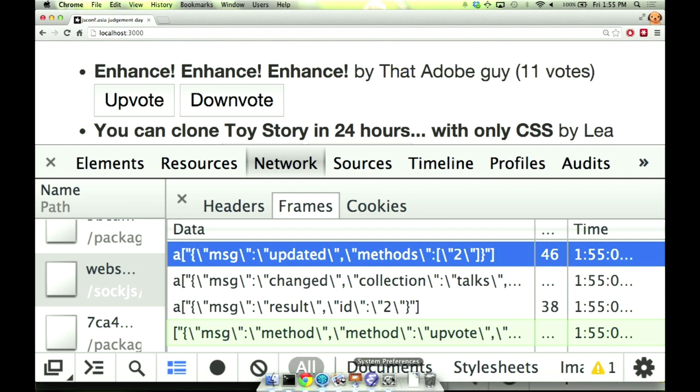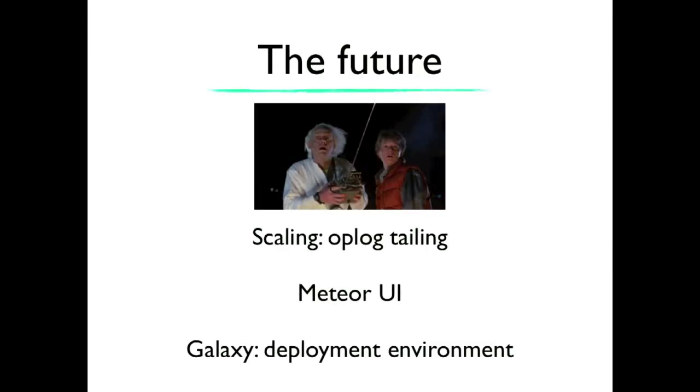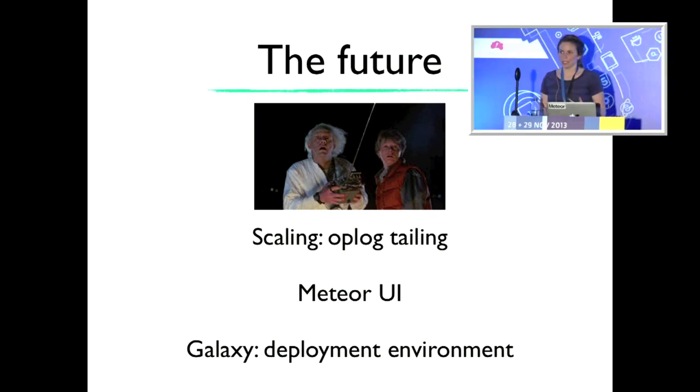Okay, so I think that's about what I wanted to show you in the demo. Before I wrap up, there's just a couple of things I wanted to say about the future of Meteor. So I mentioned some of them already. I'm really excited about op-log tailing, which is going to be a whole new level of scalability for Meteor apps. The mechanism that we have in there right now has worked. It's running a lot of production sites right now.